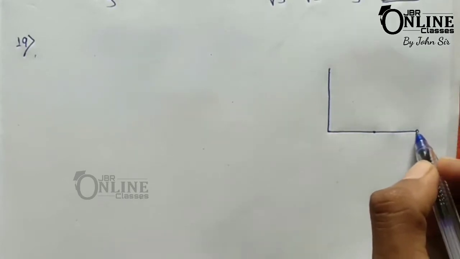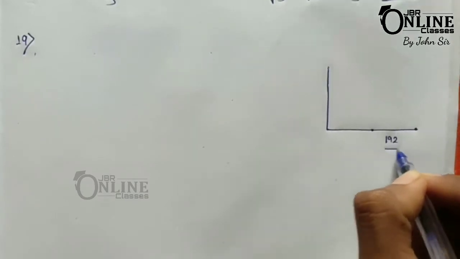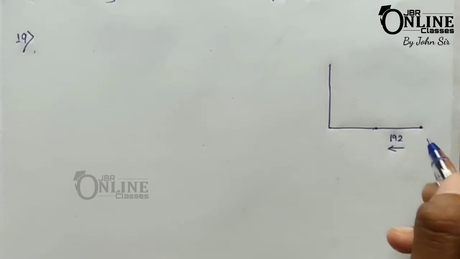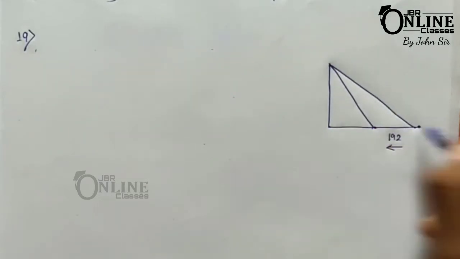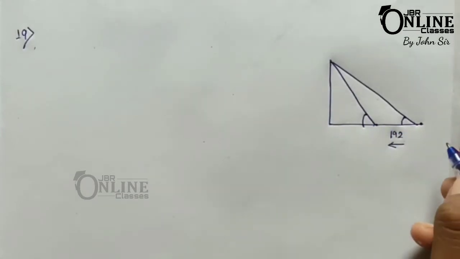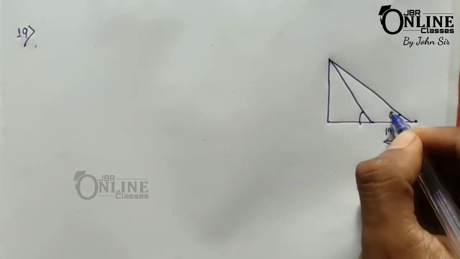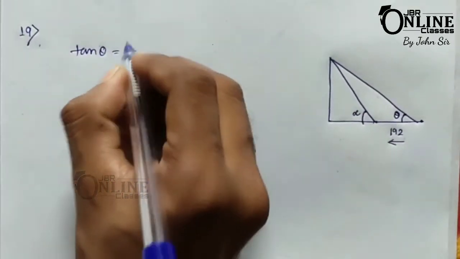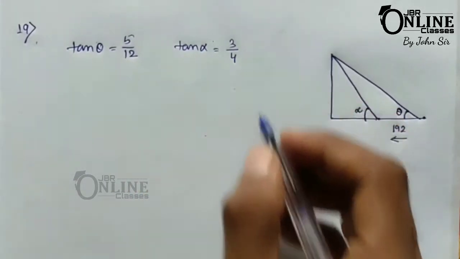Okay, so suppose that is the point on the ground level, and on walking 192 meter towards the tower, that is the second point, the tangent of the angle is found to be 3 by 4. So suppose if we join these two points with the top of the tower, that is the angle of elevation of the first point and that is the angle of elevation of the second point. According to the question, if we consider this as theta and this one as alpha, tan theta equal to 5 by 12 and tan alpha equal to 3 by 4. It's given.